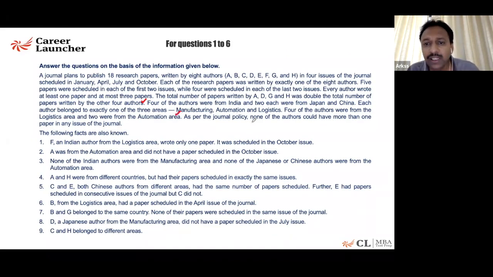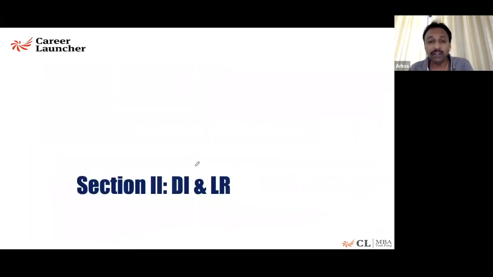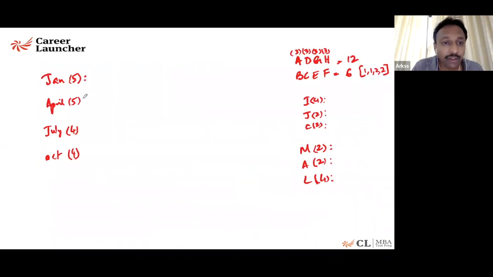As per the journal policy, none of the authors could have more than 1 paper in any issue of the journal. Now look at this. We saw there are 5 articles published. So A cannot be twice. That's what it means. A has to be in 3 different places. Similarly, D has to be in 3 different months. Similarly for the other 2, G and H also.